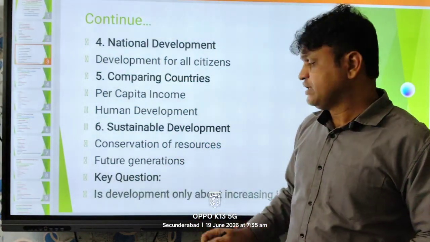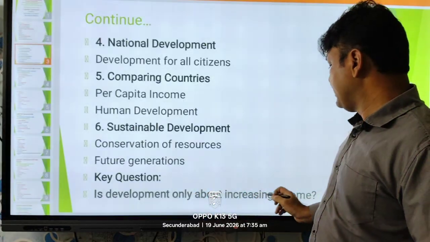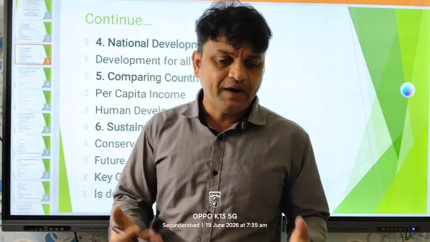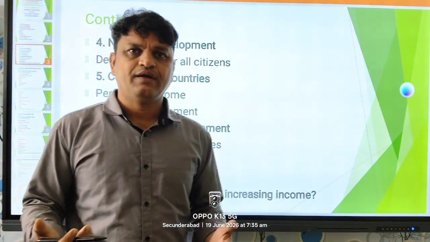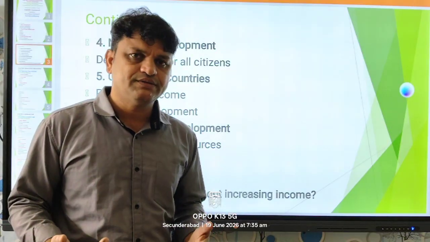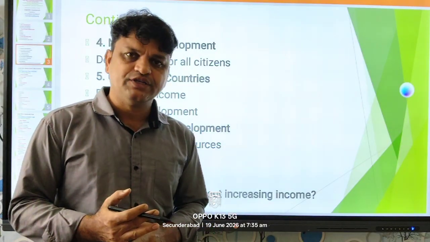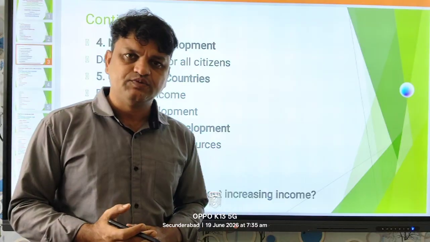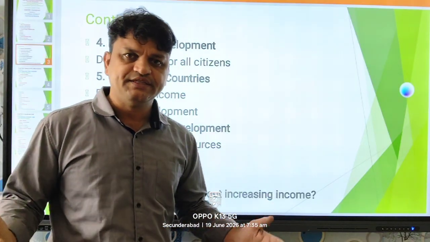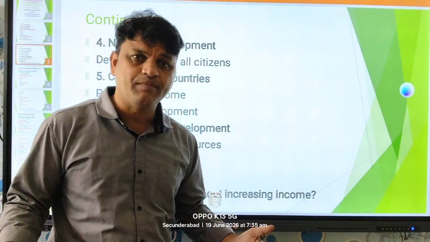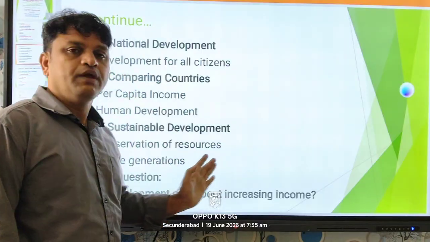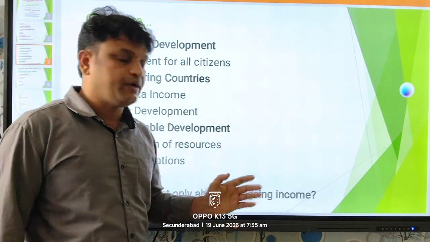Here is the key question: is development only about increasing income? Are we talking about only increasing the income? Apart from income we have other things, right? What other things do we have? Health, education, standard of living, transport facilities, housing facilities, good infrastructure, electricity, all this we want, and a pollution-free environment, right? So income is also important, but apart from income, other things are also very, very important.